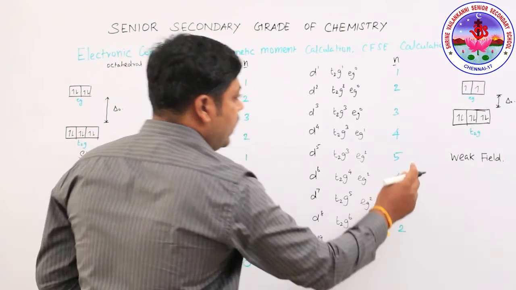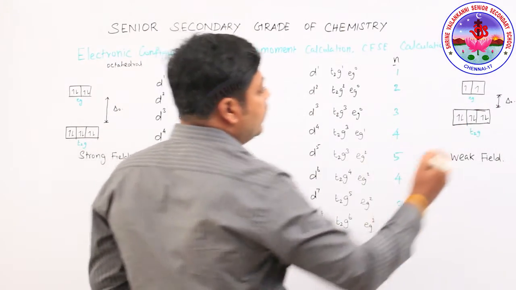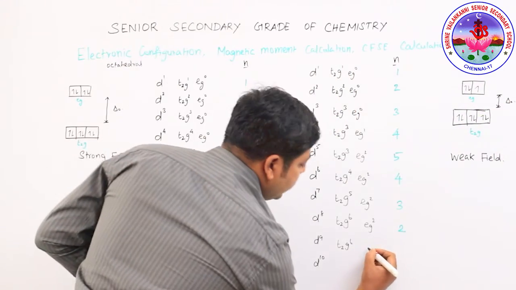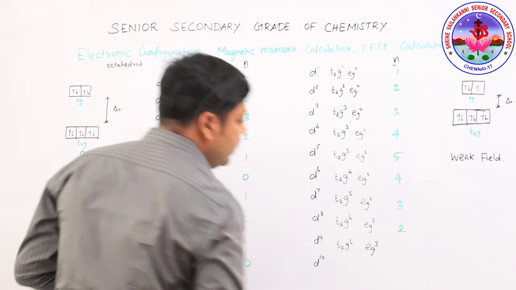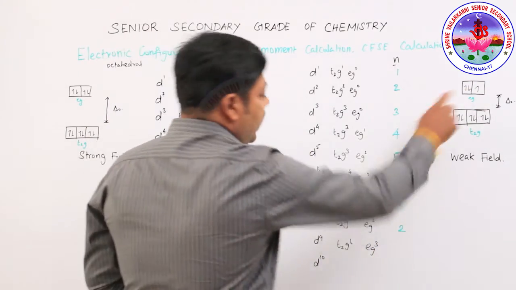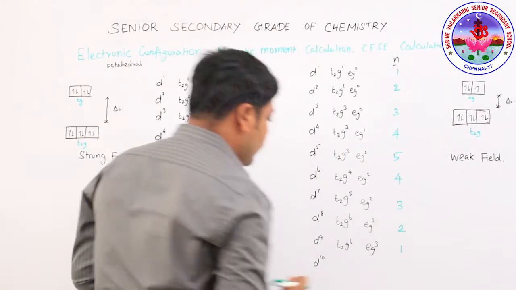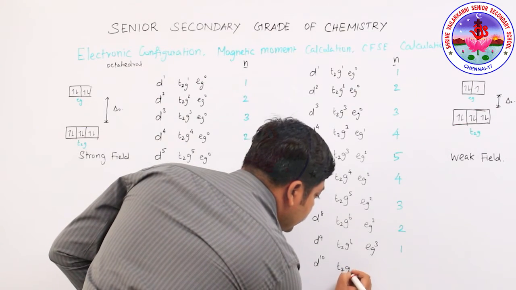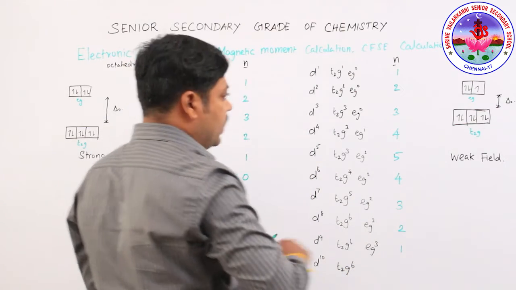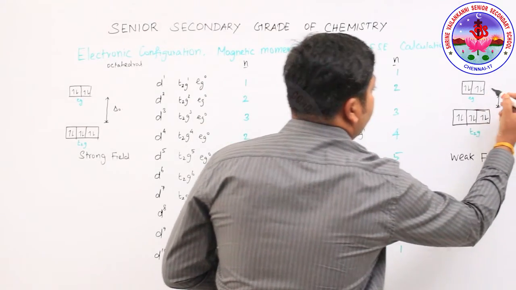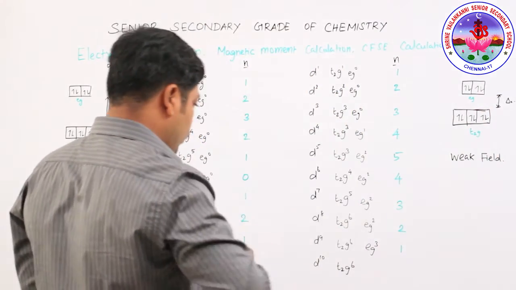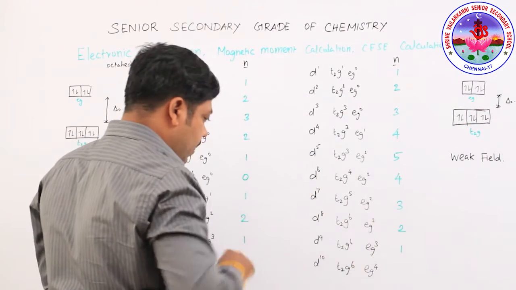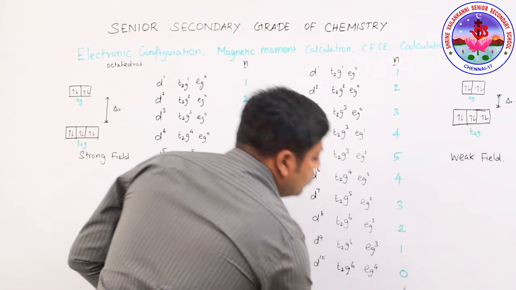T2G6, here the next pairing starts from the Eg orbital. So the 9th electron enters into the Eg orbital, so that Eg will be 3. So the unpaired electron is 1. Then D10. D10 is T2G 6, and the only one remaining electron just fills and pairs in the Eg orbitals. Now Eg is 4. There is no unpaired electron, so 0.